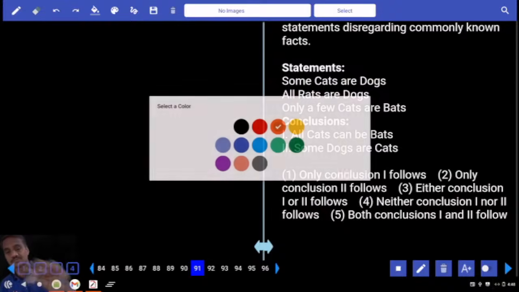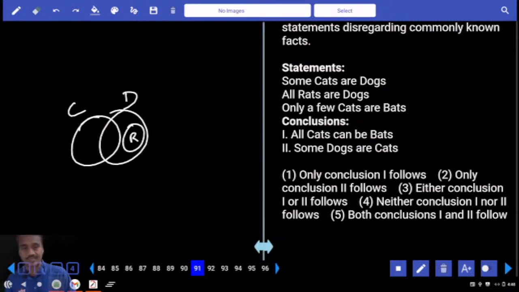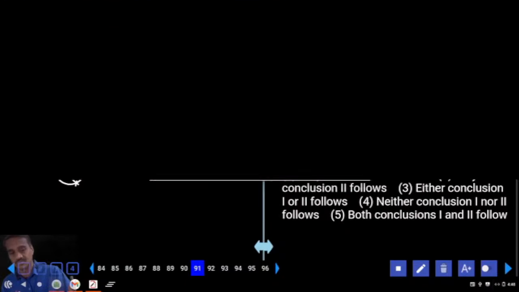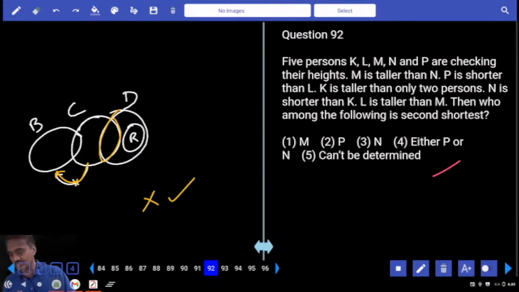Some cats are dogs. Then these are the cats that are dogs. Cat here, dog here. Is it right or not? And all rats are dogs. Now these are the rats that are dogs. And only a few cats are bad. Only some cats are bad, but not all. Then first one, all cats can be bad. Is it possible? No. Why is it no? Because only some cats, but not all. Hence not possible. Some dogs are cat. This is the intersection between these two. Only two, choice 2, question number 91.